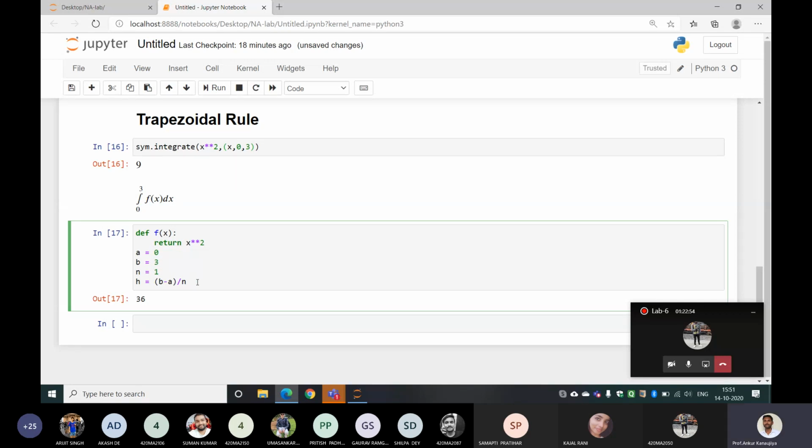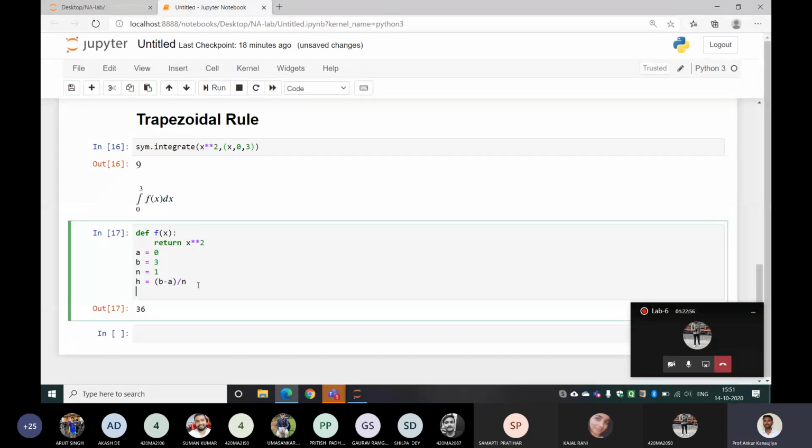So now I will write the formula for the trapezoidal rule. That means the value of integration. I am calling it I equal to h by 2. This is the formula, h divided by 2, and then multiply by, tell me, multiply by what? The trapezoidal rule formula: f of a plus f of b. Done.